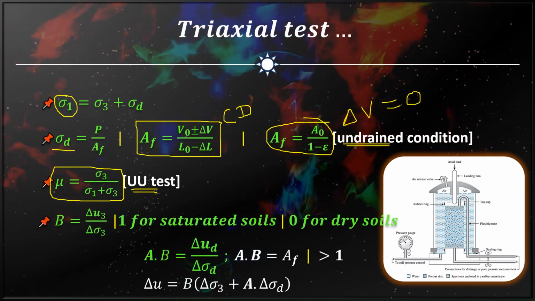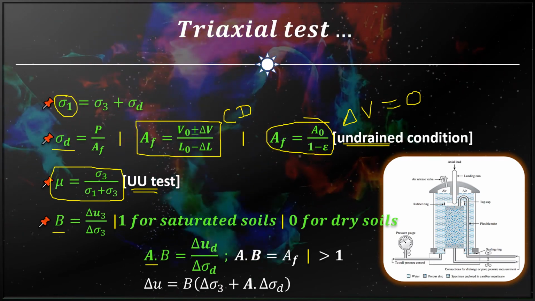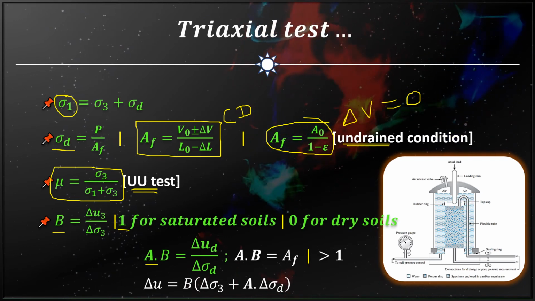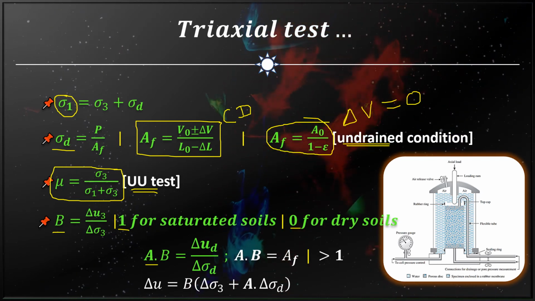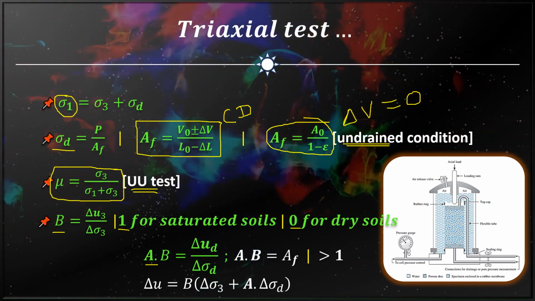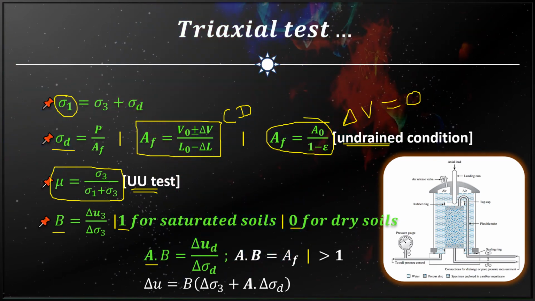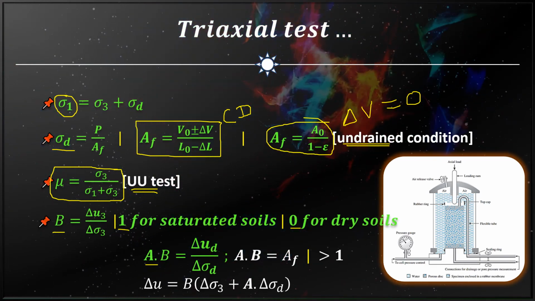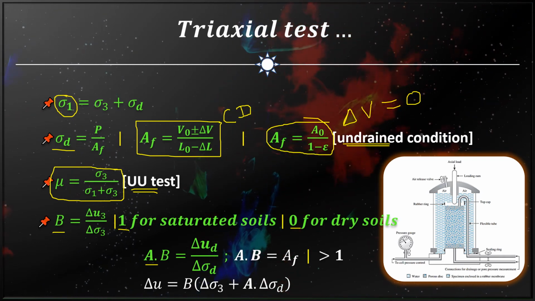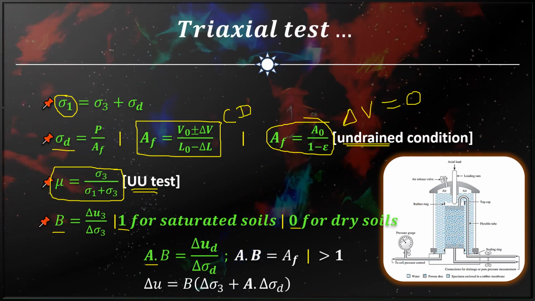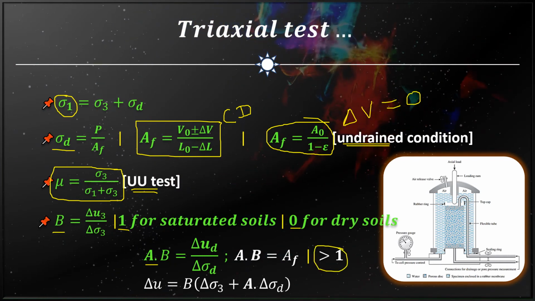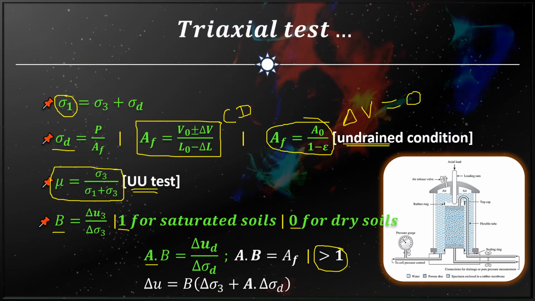And the Skempton's pore pressure parameters are given by B and A. So B is equal to del U3 divided by del sigma 3, and it shall be 1 for saturated soils and 0 for dry soils. And AB is equal to del UD by del sigma D, and AB shall be denoted as AF, A suffix F, and A suffix F is not the area of failure. This should not be confused with area of failure plane. So AB is just denoted as AF, and it can be greater than 1, or it can also be a negative value.